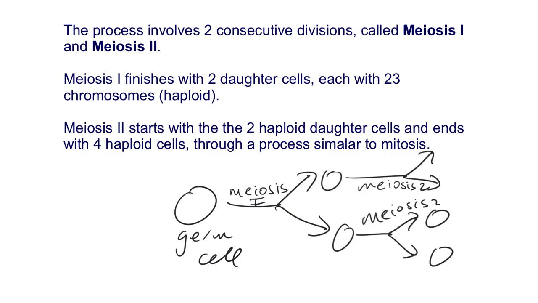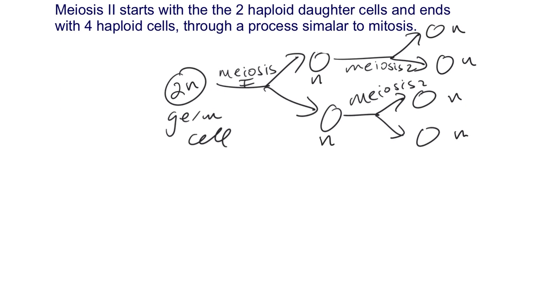Okay, but in both cases, this is a 2N cell, remember? In both cases you're forming haploid cells, in both meiosis 1 and meiosis 2. Now, how's that possible? Well, let's just do the nucleus of the germ cell. So it has homologous pairs of chromosomes.